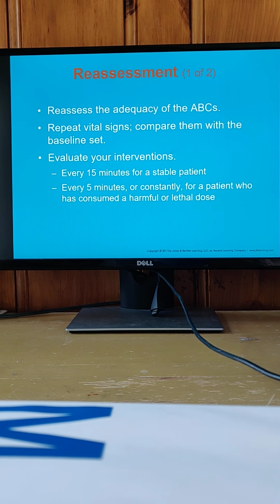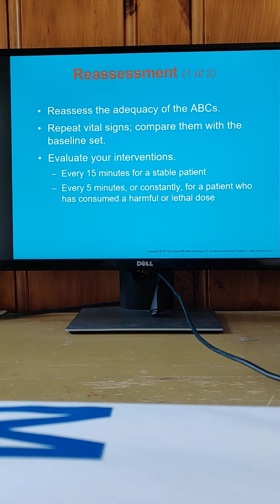If there's anything that's changing, that's called trending. Is the blood pressure getting higher and higher and higher? So if the blood pressure is trending upwards, are the respirations going slower and slower and slower? Respirations are trending downwards. Okay? Trending is when your vitals change.